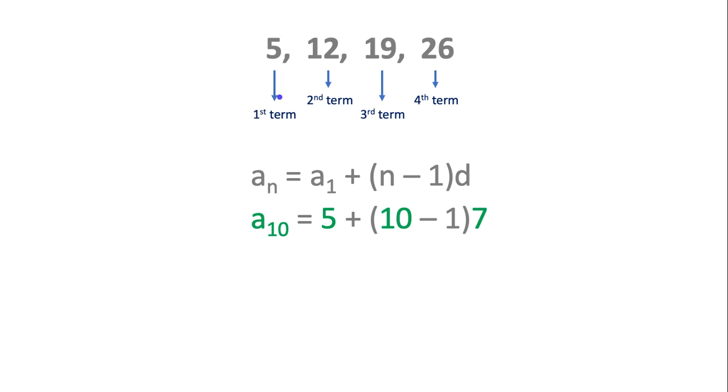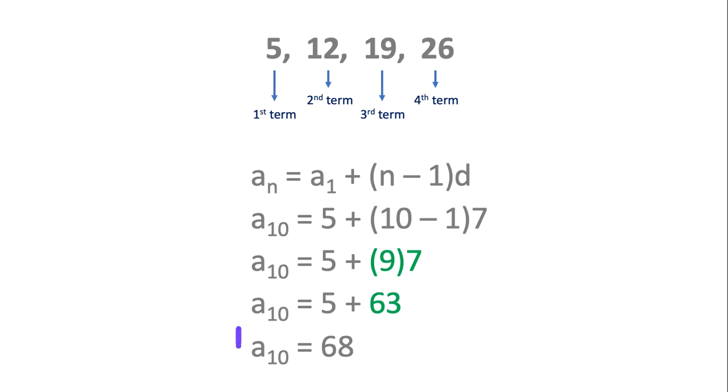Now let's substitute with the formula. So it will be a sub 10 is equal to 5 plus 10 minus 1 times 7. Then let's subtract 10 with 1. We get 9. Then we multiply 9 with 7. We get 63. Then add 63 with 5. So our value for the 10th term of the sequence 5, 12, 19, and 26 is equal to 68.